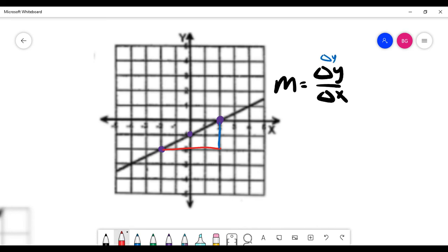My change in x is my red. All right, so I'm going to go and count. Remember, I do left to right, and I build mine on the bottom. Doesn't matter if you build them on the top. You should get the same answers, though. So my change in x from left to right, since I'm going from left to right, is positive.